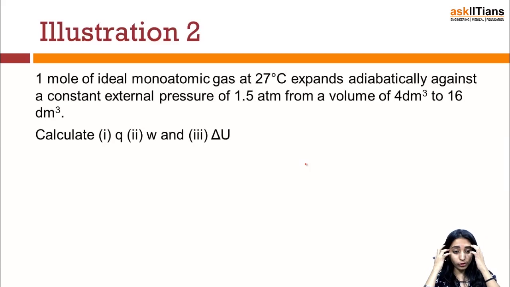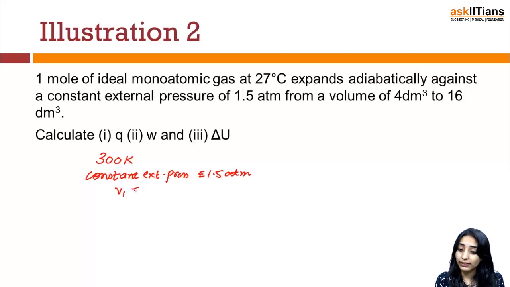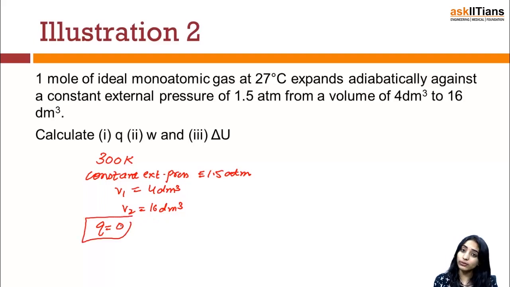Let us come over to illustration number 2, where he says 1 mole of an ideal monoatomic gas at 27 degrees Celsius, that means 300 Kelvin, is expanding adiabatically against a constant external pressure. The external pressure is given to be 1.5 atm, from a volume V1 of 4 decimeter cube to V2 of 16 decimeter cube. He asks us to calculate the values of Q, W and delta U. That's quite simple again. Since the system is adiabatic, no heat exchange is taking place. So I'll say Q is equal to 0.